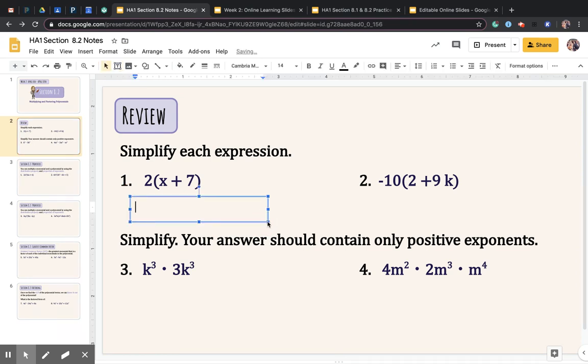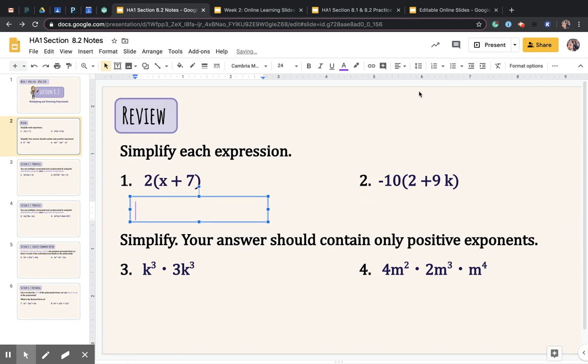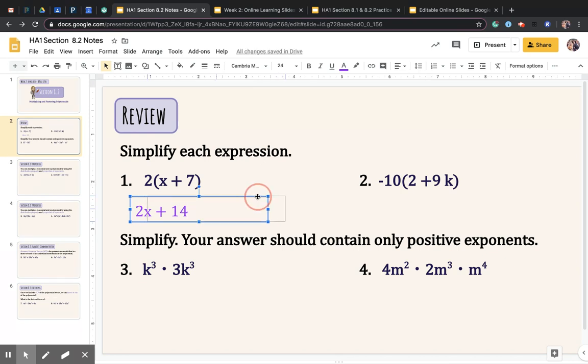First thing, we have to simplify each expression. Let me just change the font here. So we have 2 times x plus 7. What we need to do is distribute. So 2 times x gives us 2x. 2 times 7 gives us 14. So we have our final answer of 2x plus 14.